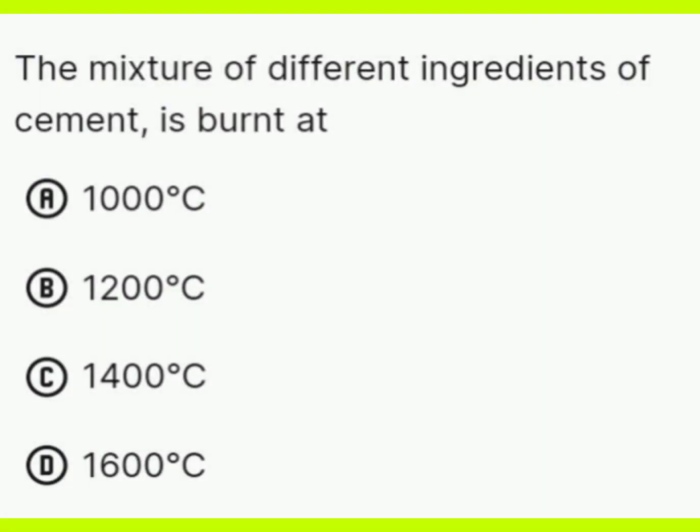Next question, the mixture of different ingredients of cement is burnt at option A, 1000 degrees centigrade; option B, 1200 degrees centigrade; option C, 1400 degrees centigrade; and option D, 1600 degrees centigrade. Here the correct answer is 1400 degrees centigrade. So option C, 1400 degrees centigrade, is the correct answer. The mixture of different ingredients of cement is burnt at 1400 degrees centigrade.